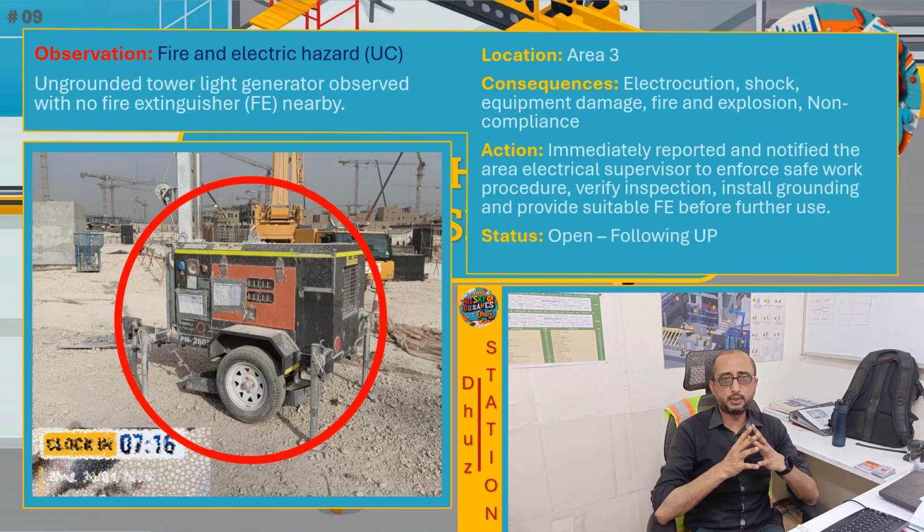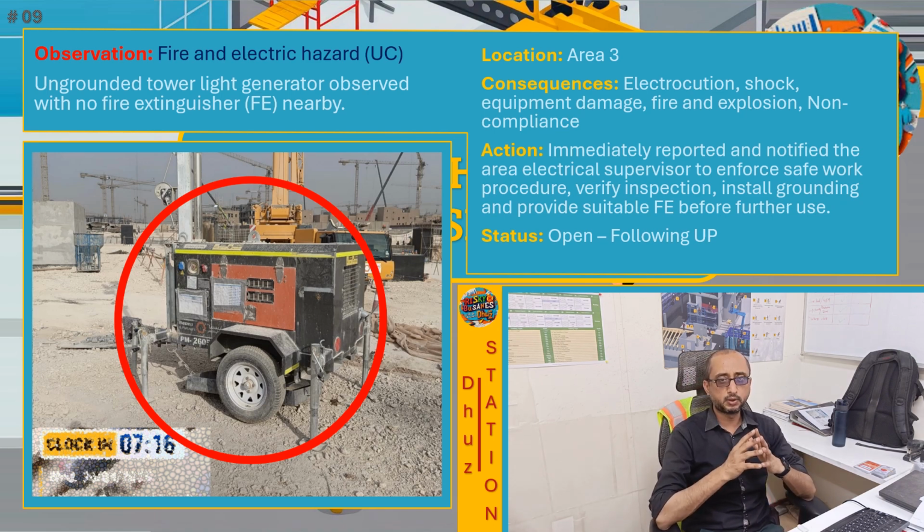This observation is labeled as fire and electric hazard. Same are the hazards here. Immediate cause is unsafe condition. What is the issue here? A tower light is in use and its generator is not grounded. Also, there is no firefighting equipment available nearby.